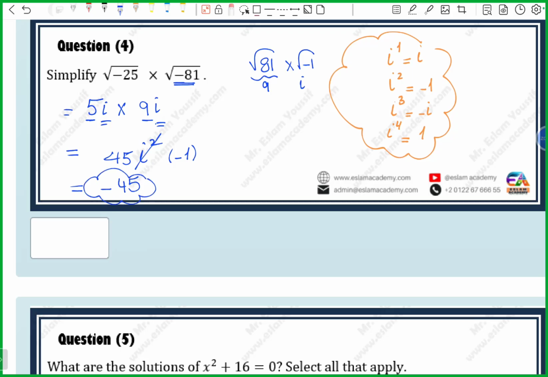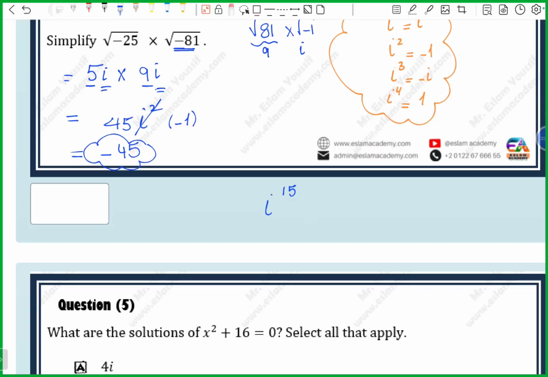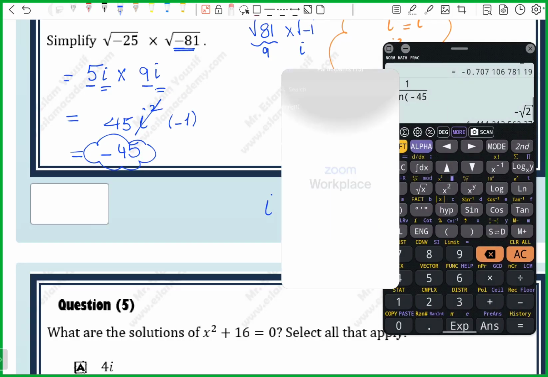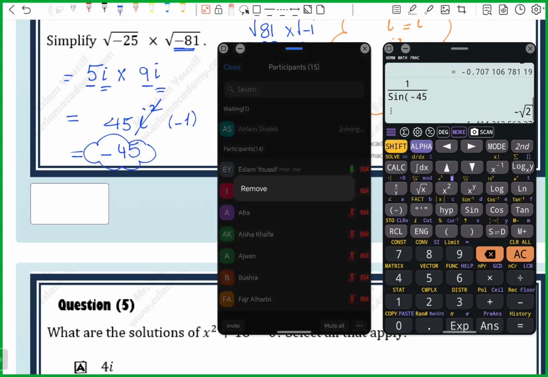What if I have a question like i to the power 15? How can we solve it? The easiest way to solve this question, just wait, maybe someone is waiting, joining late.